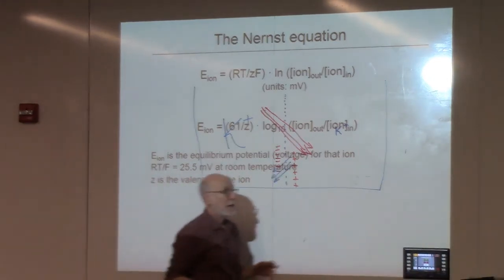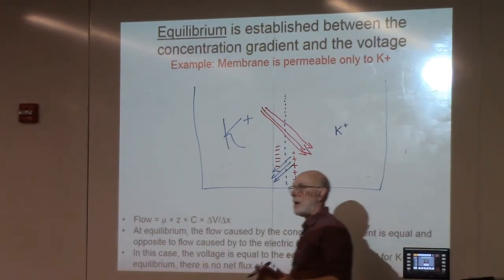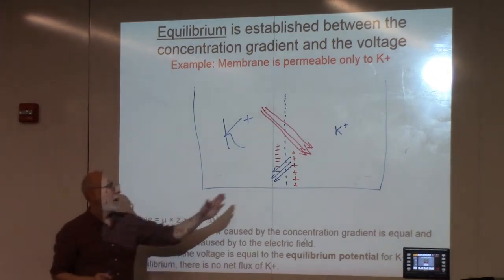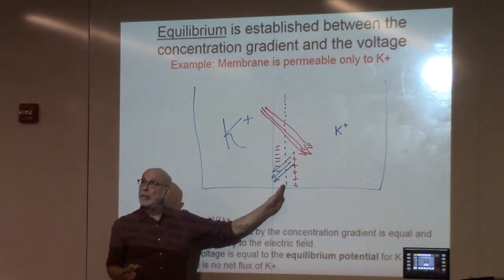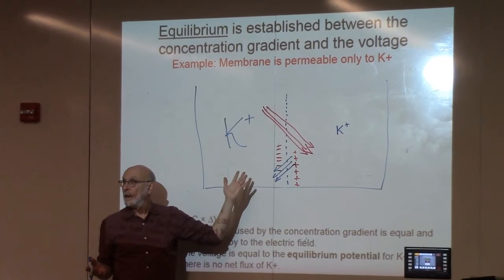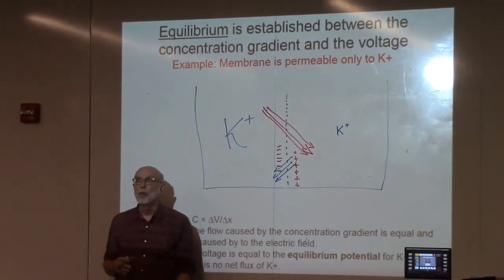Before I go to this, is everybody clear why we get to an equal and opposite condition under these settings? In this setting, remember we've got a membrane that is permeable to potassium and only to potassium, and we have set up, using the pump, a gradient. And now we have established electrochemical equilibrium.